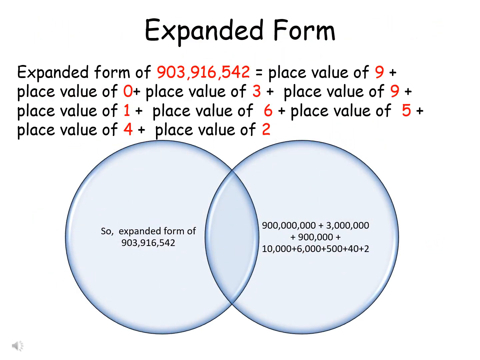Now, we just studied that expanded form is the sum of the place values of the digits of the number. So, there are 9 digits in the example in front of you. So, we will add the place values of all the 9 digits one by one to get the expanded form of the number. If I write it in words, it will be place value of 9 plus place value of 0 plus place value of 3 plus place value of 9 plus place value of 1 plus place value of 6 plus place value of 5 plus place value of 4 plus place value of 2.